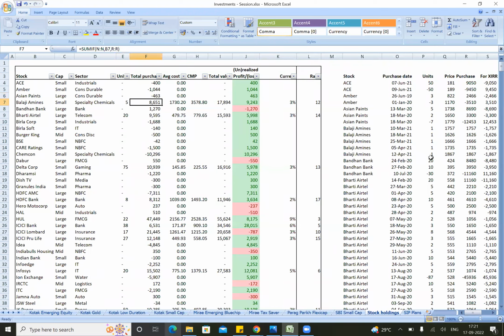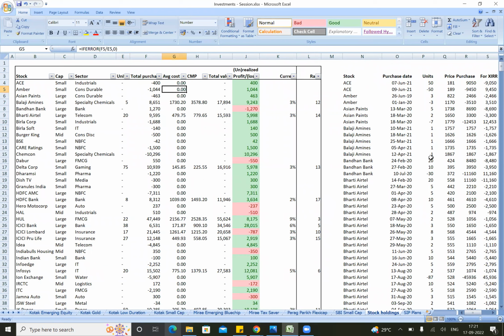Purchase amount, if the share is already there with me and I have not sold it off, will be a positive number. But if I have already sold it off, this negative number will actually be my profit from that share. So minus 463 was my profit from Asian Paints, but minus 1044 was my profit from Amber. Average cost will be 0 if I have sold that share.